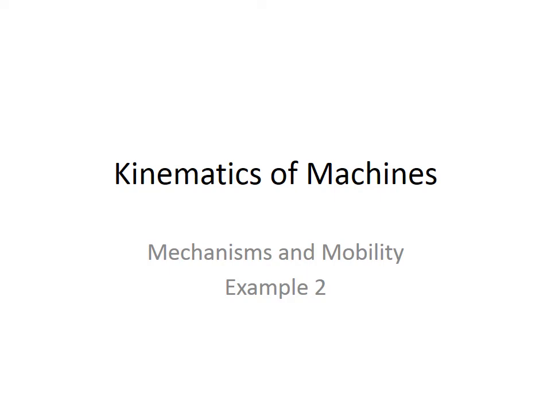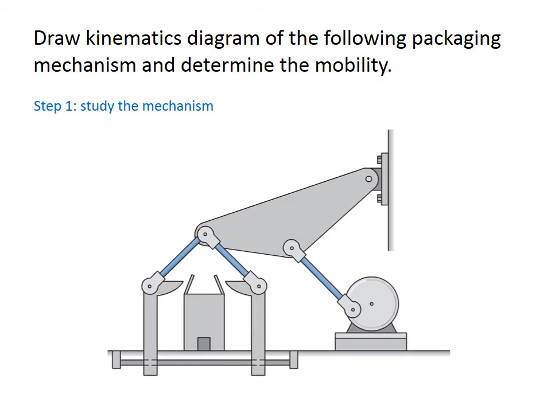This is the second example to determine the mobility of the mechanism. The picture shows a real mechanism being used in the packaging line for folding the boxes. In order to determine the mobility of this mechanism, the first step is to study the mechanism.